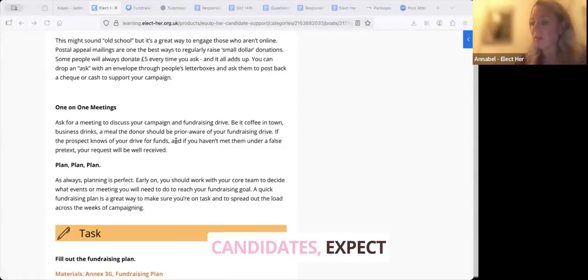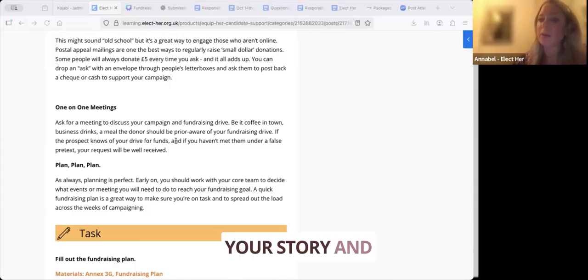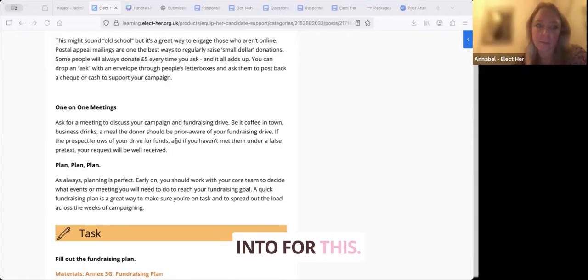And if somebody is hosting an event for your local ward candidates, the Senate candidates, expect to be able to speak and talk at that point. One minute, two minutes about your story. And we'll come on to that. But these are useful things to think about planning in how you harness that care for you, the passion for you standing for your community. That's what you want to really tap into for this.